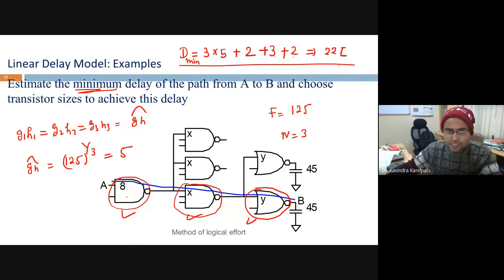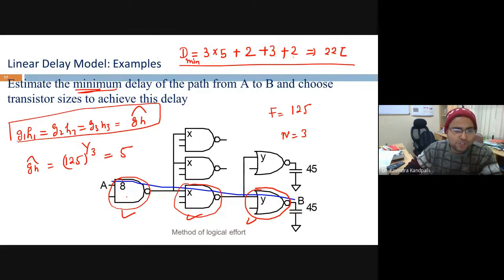But in order to achieve this, you need to ensure this condition, yes or no? You need to ensure that G1 H1 should be equal to G2 H2, should be equal to G3 H3, should be equal to 5.